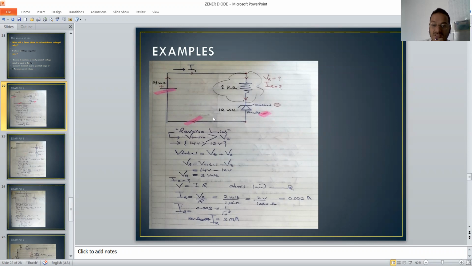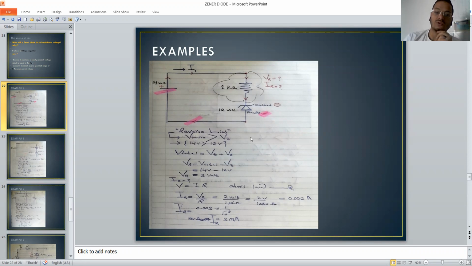Let's keep going. At reverse bias, like I said before, we have an important condition. We must be careful when we're dealing with it because without applying this condition, we can't calculate any current or voltage from the Zener diode. Here, the voltage source 14 volt is bigger than the Zener voltage, because here it is 12 volts.